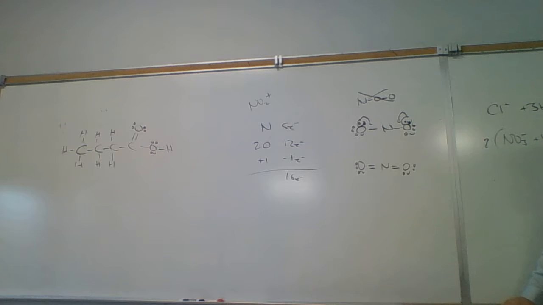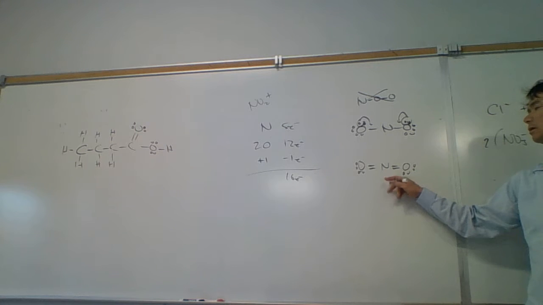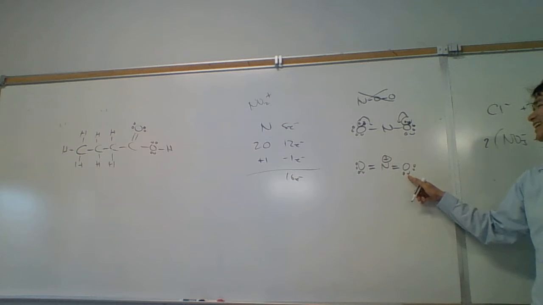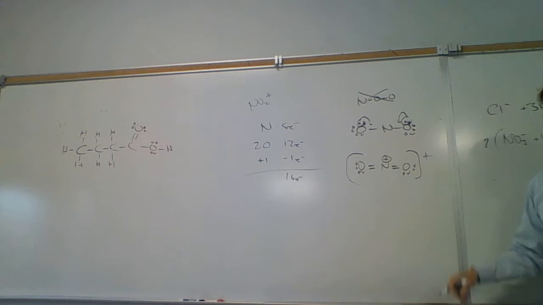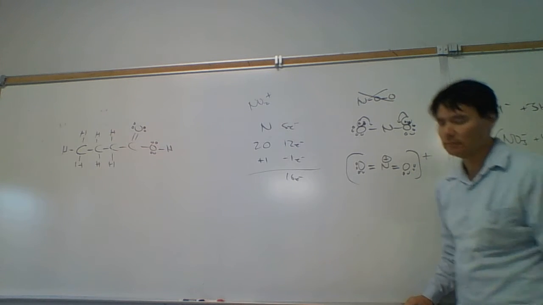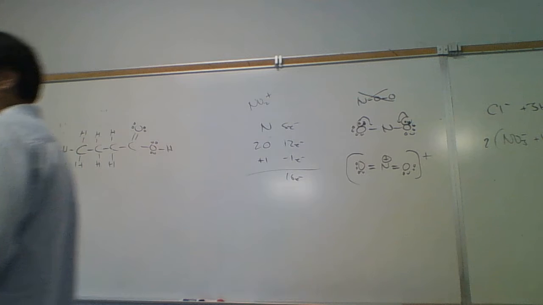Now, does everybody have an octet? Yeah, it's good. And then we need to do what? Is the final step? Formal charge. Tell me the formal charges. 0, plus 1, and 0. Well, this whole thing is an ion. It's a positive ion. The NO2 plus.